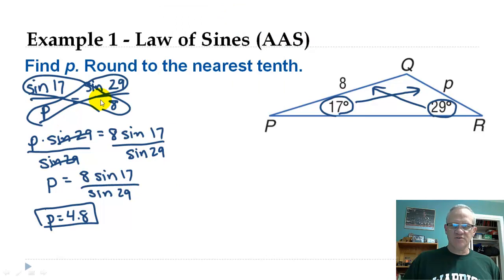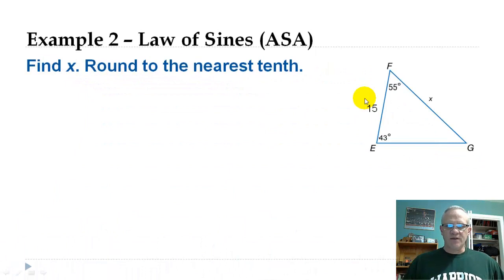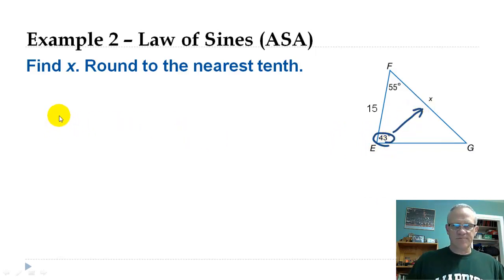Let's do another one. Notice this one was using angle, angle, side. So we had an angle, then the next angle, and then a side. Now in this one, again, we have two angles and a side, but this time the side is in between the two angles. So here's our two angles, and the side is in between them. Okay, well, let's match stuff up. So here's my 43 degrees. That matches up with this side.